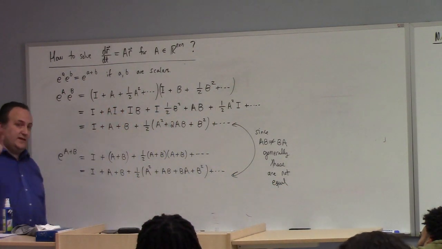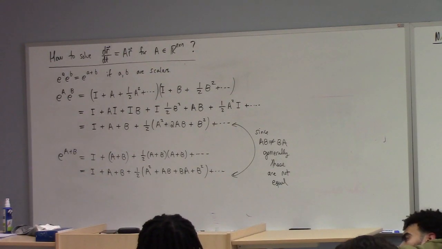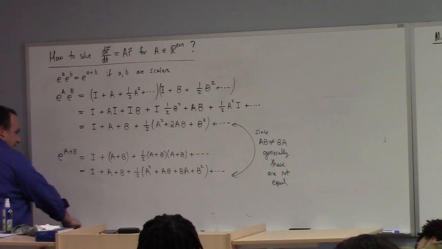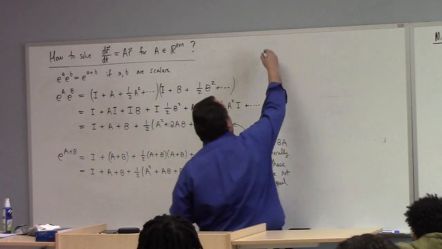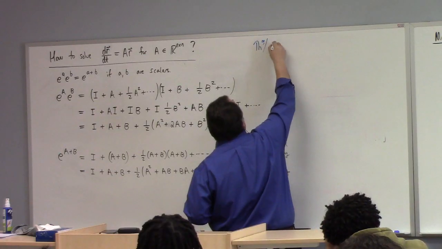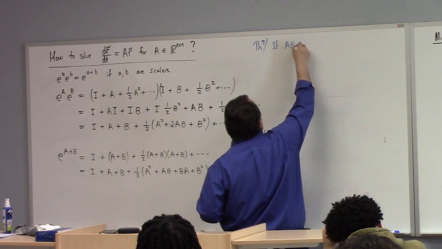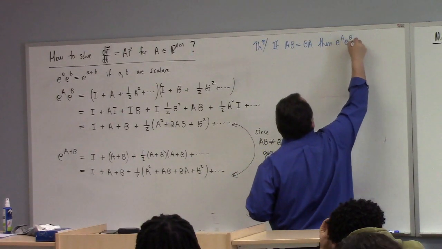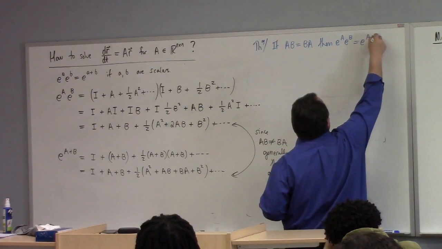On the other hand, if we did know that a times b was equal to b times a, in other words, if the matrices commuted, well, then we'd be fine. Then we could actually carry out the mathematics and show that these two expressions are equal, right? So there's a theorem to write down here, which I won't prove in general, but I've given you the proof up to quadratic order here, and the theorem is simply this. If a times b is equal to b times a, then e to the a times e to the b is equal to e to the a plus b. All right?